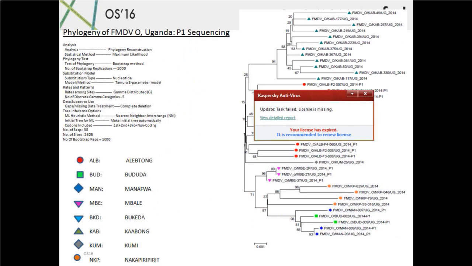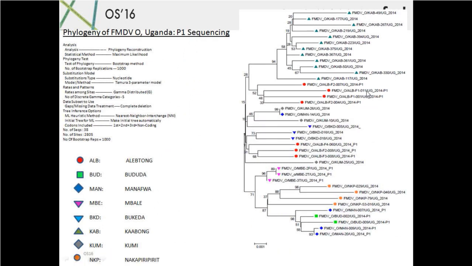This is the district-wise phylogeny of serotype O. In certain areas, there are a few isolates which fall in different subgroups. In Albertong, the red dots form 2 different groups, and the gray squares also form 2 subgroups there.